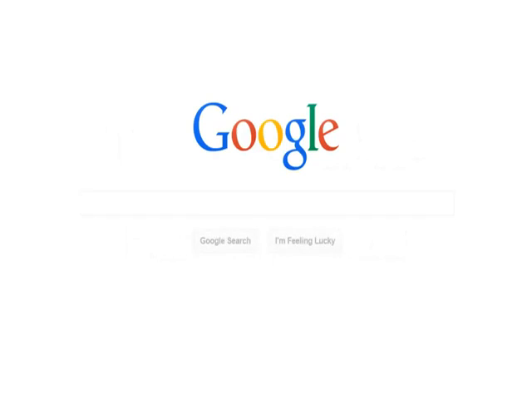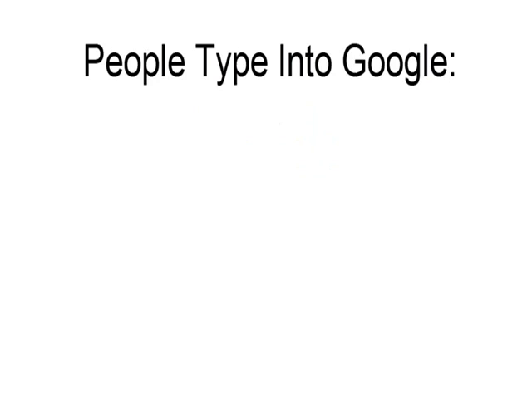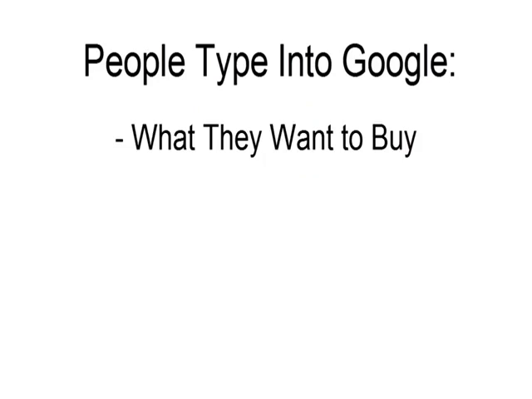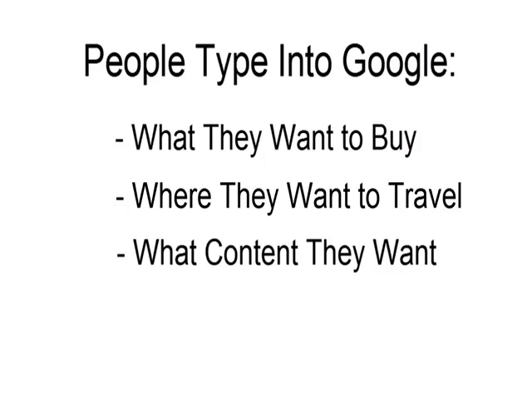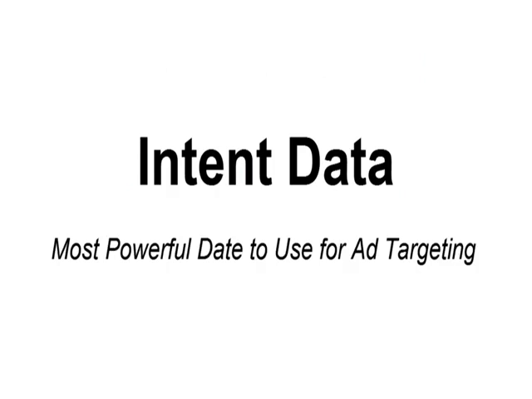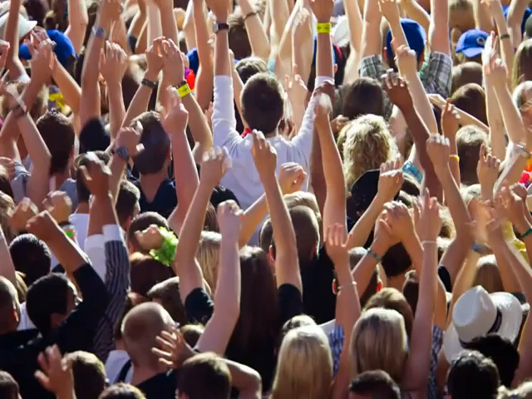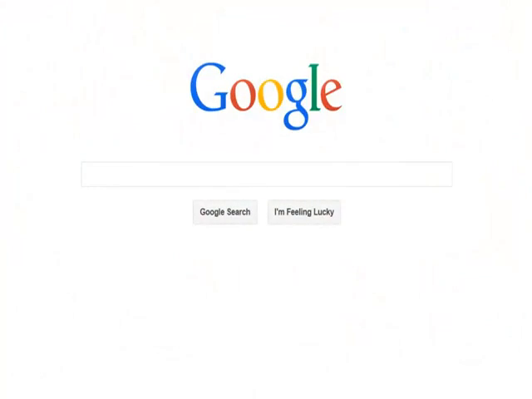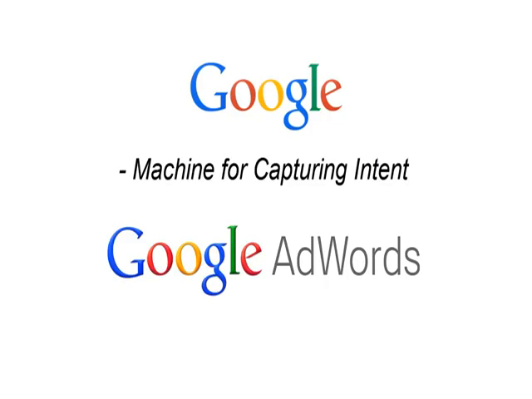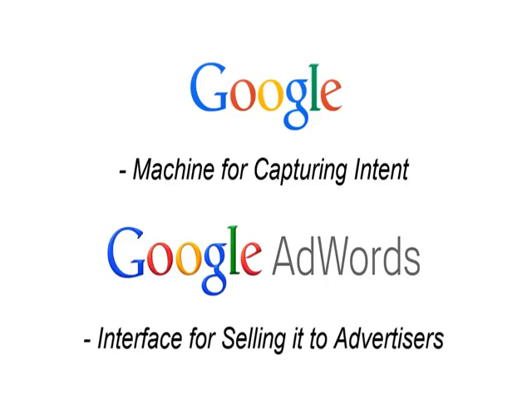Google has a magic box that almost everybody in the world, except for a few Microsoft employees, go to and type in exactly what they want to buy, where they want to travel, what kind of content they're interested in. And that type of data is called intent data, and it is the most powerful data to use for ad targeting. It's the online equivalent of somebody raising their hand and saying, hey, I'm interested in your product. When you run a search campaign with Google, what you are doing is buying Google intent data. Google is essentially a machine for capturing intent, and AdWords is the interface for selling it to advertisers.